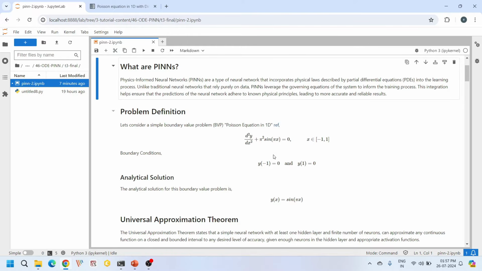We will start by setting up the basic neural network architecture and we incorporate the governing equations and boundary conditions into the training process. By the end of this tutorial, we promise we will have a solid understanding of how to apply physics-informed neural networks to solve differential equations.